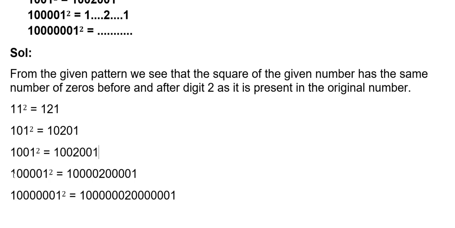And this one, 1,000,001 square is equal to, how many zeros are there? Three zeros here represent six zeros, followed by 2, and these six zeros again followed by 1. So 1 followed by 6 zeros, 1, 2, 3, 4, 5, 6, followed by 2, and again 6 zeros followed by 1. This is the pattern. Okay.